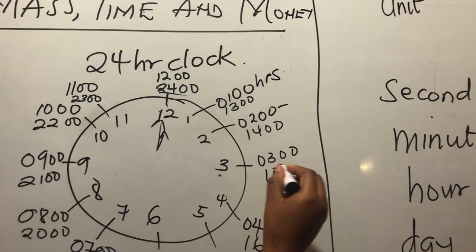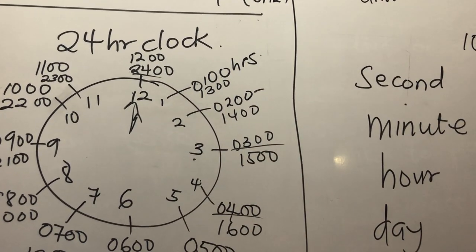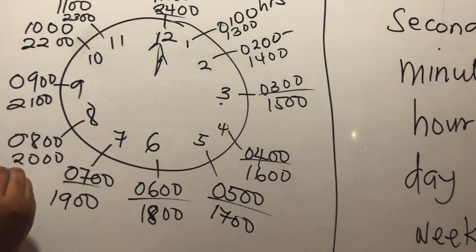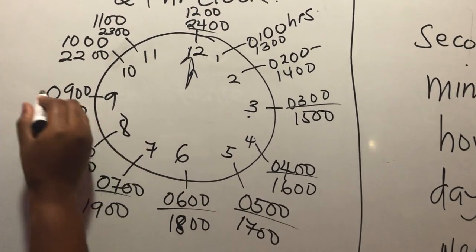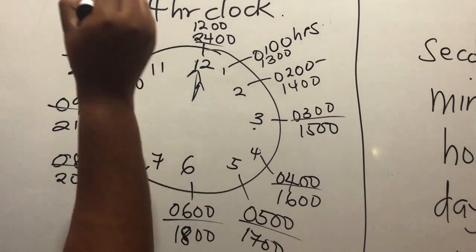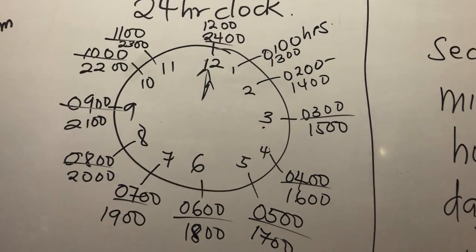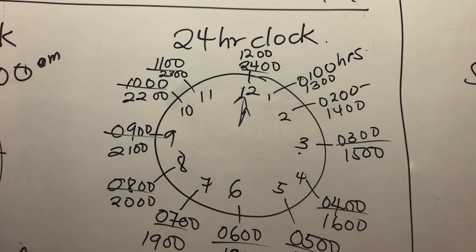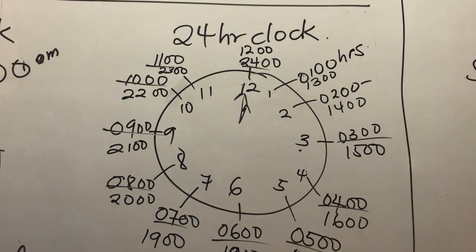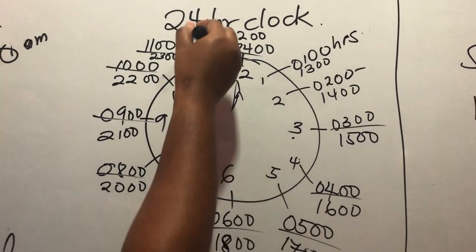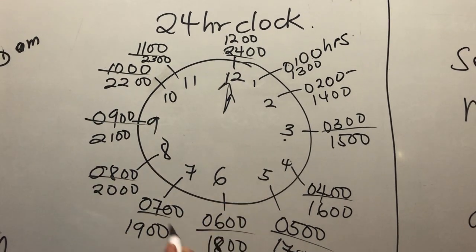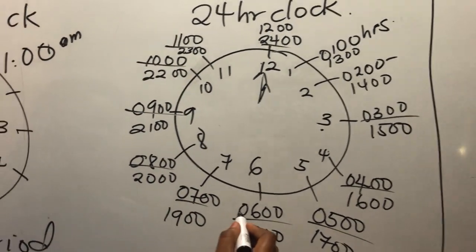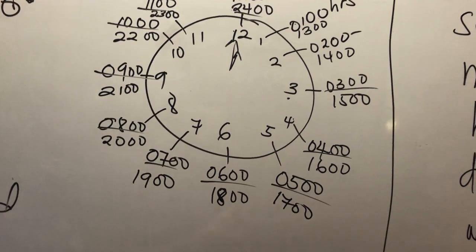So all these ones, the top ones, 04, 05, 06, 07, 08, 09, 10, 00, 11, 00, are all for the mornings. So in the mornings, this is what we have. So when somebody is using the 24-hour clock, when he's writing or mentioning the time for you, you say 0600. That's the time, all right?